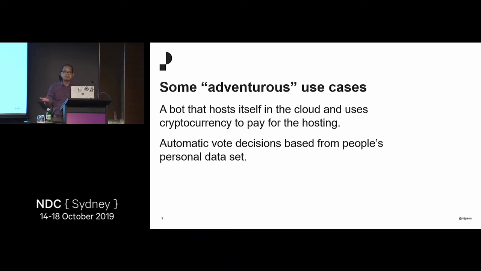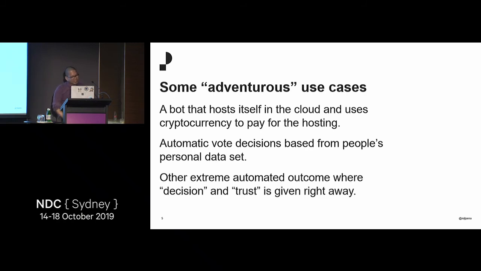Basically, what's the point of having a vote if you trust the AI fully, right? And lastly, another extreme: automated outcomes where decision and trust are just given right away. An example is the judiciary. Because of the existing data set of this person, would you actually decide that this person should go to jail or not?